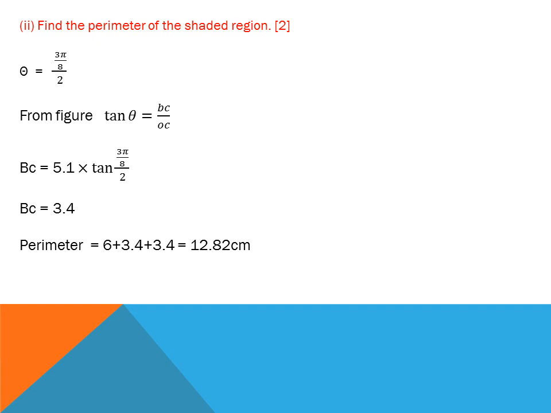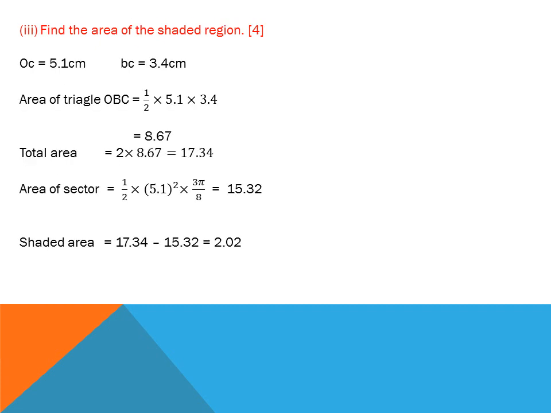So for the perimeter, OC and OB are equal, because these two are tangents. So the perimeter is 6, the length of the arc, plus 3.4 plus 3.4. It is not the radius, it is a tangent: 3.4 is a tangent and 3.4 is also a tangent. So it will become 12.82 centimeters.